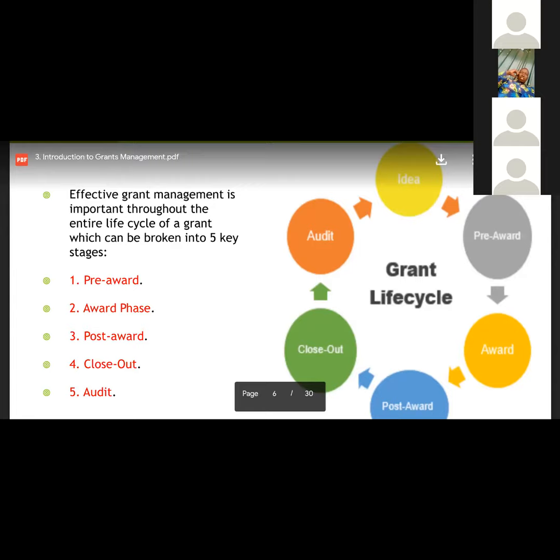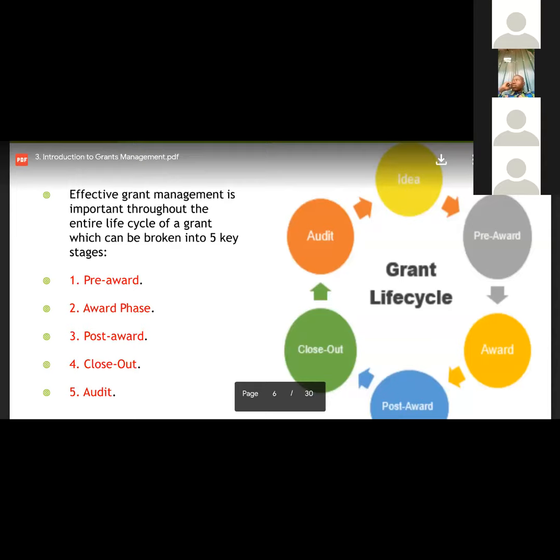So we have the pre-award stage. Secondly, we have the award phase or award stage. Then we have post-award. Then we have closeout. And then we have audit as the five critical stages of the grant management life cycle. So those are the five critical stages of the grant management life cycle or process, which we need to be familiar with as much as possible. So we have pre-award, then award, then post-award, then closeout, and lastly what we are calling audit.